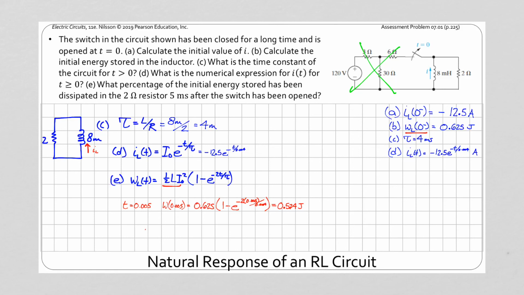So the percentage that has been dissipated is going to be how much has been dissipated divided by the total amount that is there, and that comes out to be about 92% has been dissipated. So the energy goes away pretty quickly.